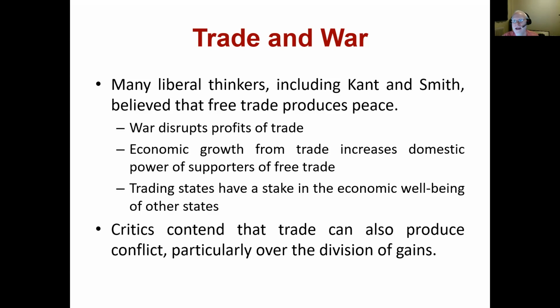Outside of just free trade, right? Like I said, you could have conflicts over, say, resources that are required for economic activity. You could have conflict over access to those different ones.